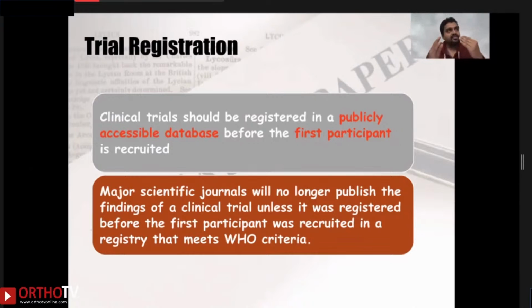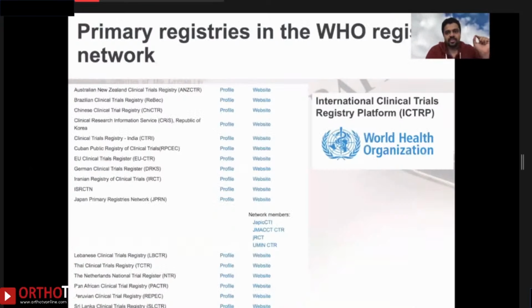Some journals may not accept it even if the required 2-year follow-up is not there. So please, trial registration is important if you want to target good journals.